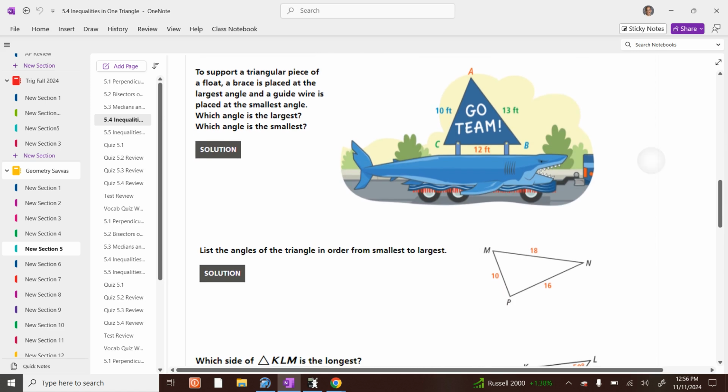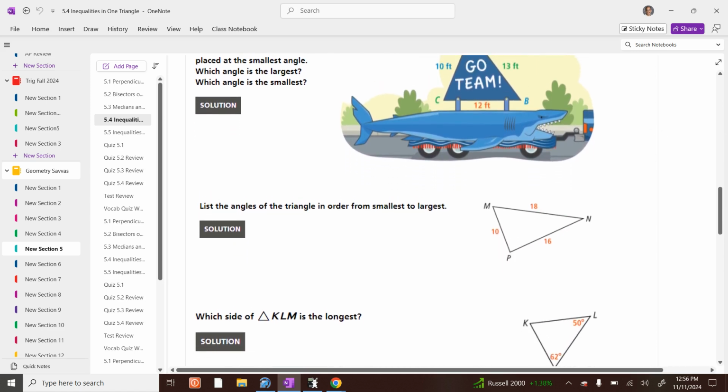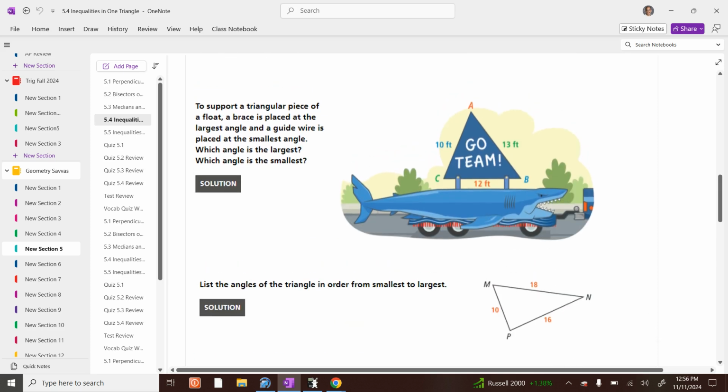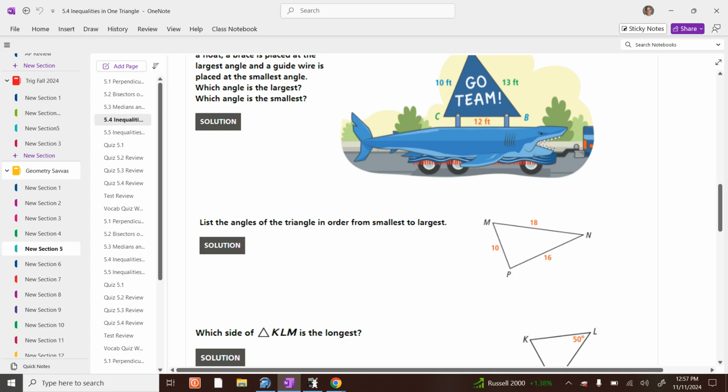So then, when we have a 10, 13, 12 triangle, which angle is the smallest here? A, B, or C? Which angle will be the smallest? B, opposite the 10. Okay? So, orders from smallest to largest. What's the smallest angle there? N.